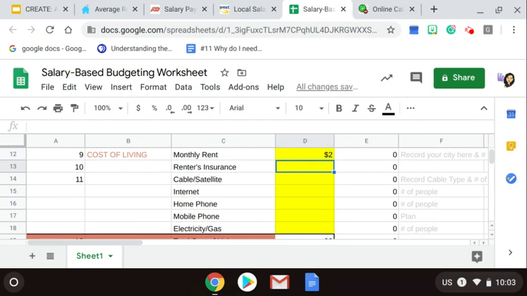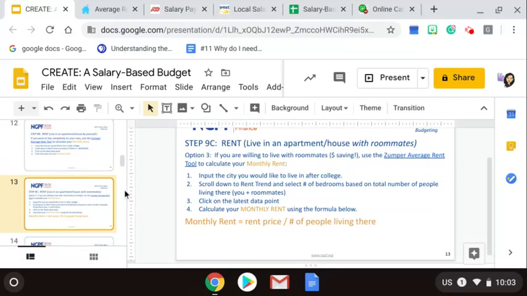Okay, why did it do that? Wait, let me just see. 2,000. Oh, because I put a decimal there? I need to stop. See, don't put commas or decimals. Okay, there we go. Now let's see the next step. Now we're in step 10.